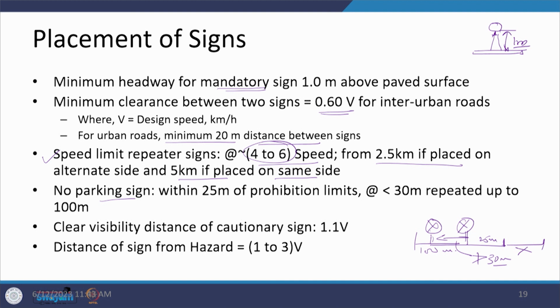Clear visibility distance of the cautionary sign is defined as 1.1 times the design speed, and the distance of the sign from the hazard is considered as 1 to 3 times the design speed, and again as the speed increases, this value increases to 3. So, that is how the values can be taken up.